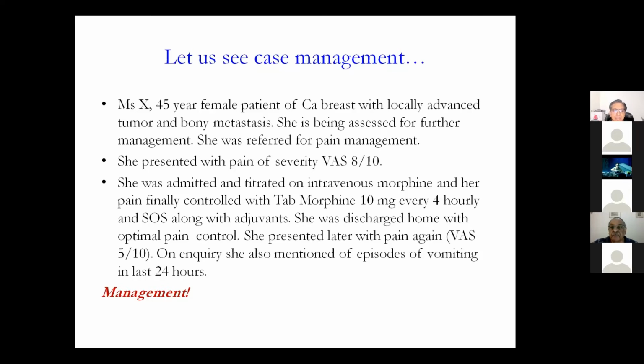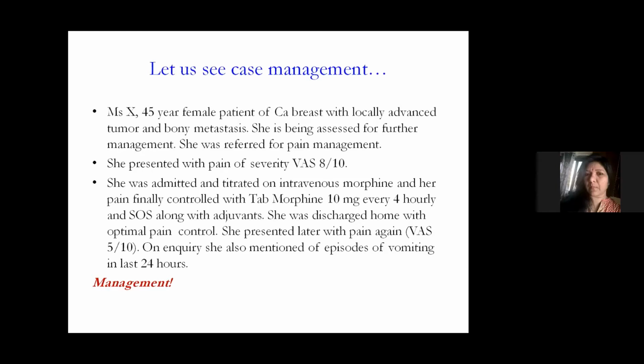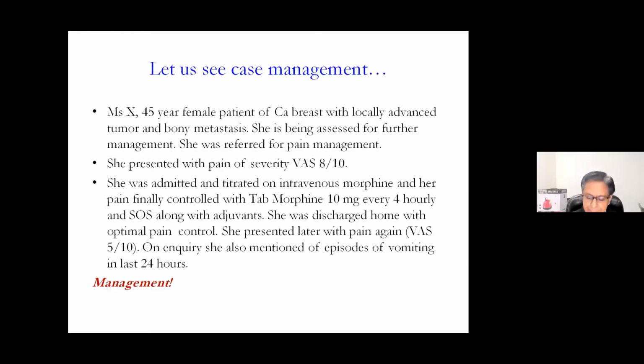She presented with pain of severity of visual analog scale 8 on 10. She was admitted with us and titrated on intravenous morphine, and pain was finally controlled on oral morphine tablet, plain, 10 milligram every 4 hourly and SOS, along with other adjuvants including paracetamol and gabapentin. She was discharged home with optimal pain control. She presented later with pain again, and on inquiry, she also mentioned episodes of vomiting in the last 24 hours. Now, this is a patient of locally advanced cancer, started on analgesics, but now she has vomiting.